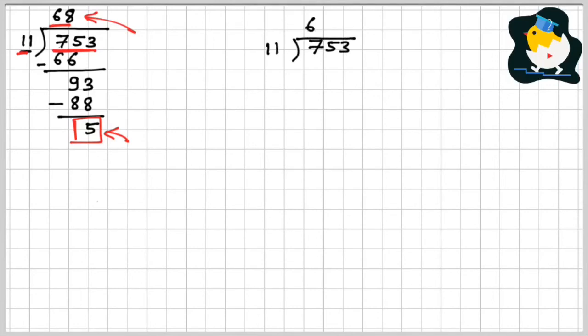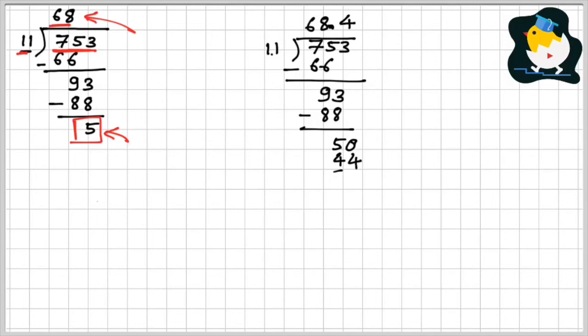The initial part will be the same, so 11 6s are 66. The subtraction will give us 9, then I will have 93, and 11 8s are 88. Subtraction will give us 5. Now, as this 5 is smaller than 11, we'll have to take a decimal point after 68. So we have 68 point, and we will add 0 here. So 11 4s we will have to take, because 11 5s are 55, which is greater than 50. So I will have to take the smaller number. 50 minus 44, we will have 6 here. I will have to add 0.